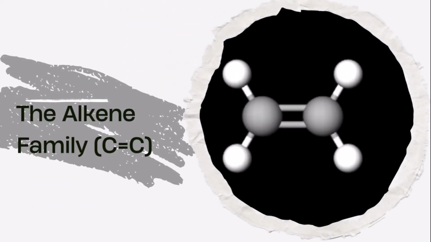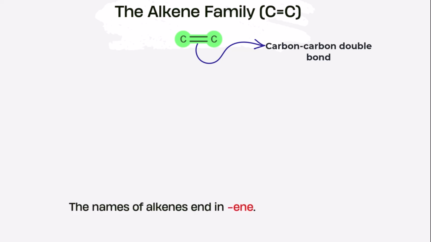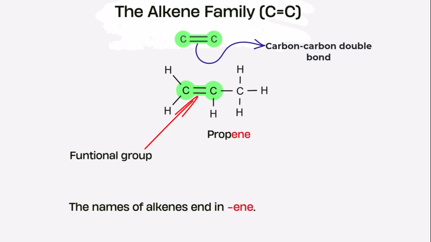Now we have the alkene family. The alkene family members have a double bond between carbon atoms. Their compounds end in -ene, as seen in propene. This double bond makes the alkene family more reactive than its single bonded relatives, the alkanes. So think of the alkene family as a young, energetic family that is always ready to get involved in a chemical reaction.